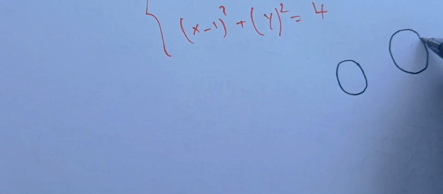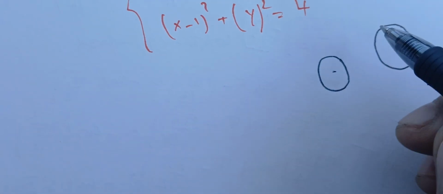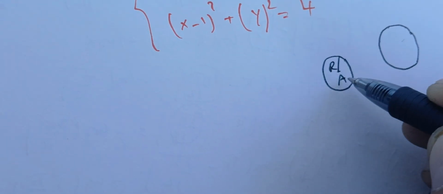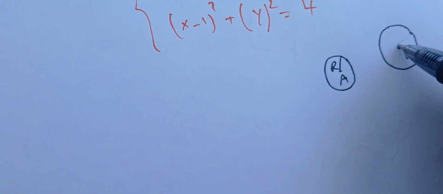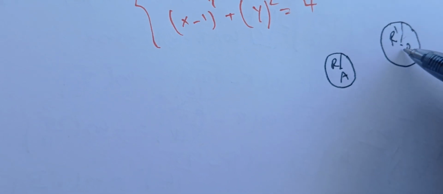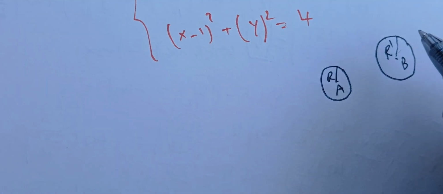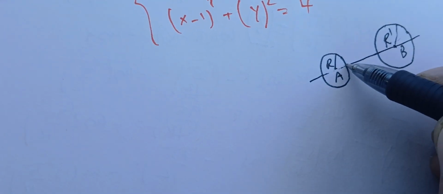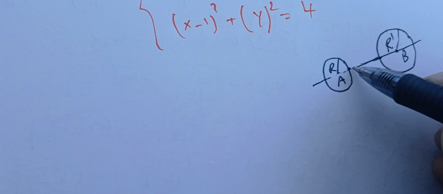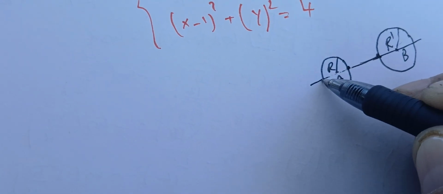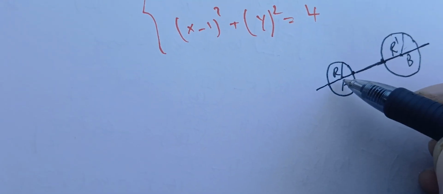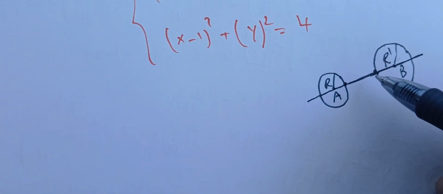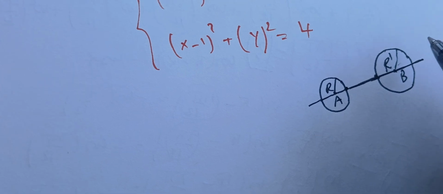So given two circles, let's say this is our first one, having radius R and center A, and this one having radius R prime and center B. The minimum distance between the two is between these 2 points that are lying on this line that connects the two centers. We can analytically find these 2 points.